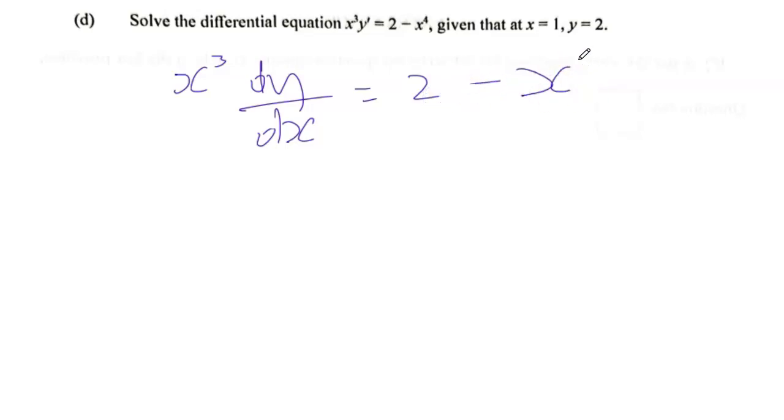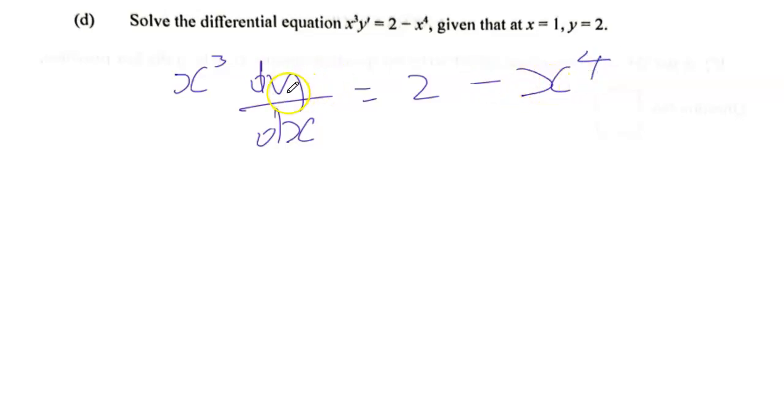Part D. Solve the differential equation: x cubed times y prime. This y prime just means, let me write it as dy by dx. It doesn't mean y to the power 1. It's really notation for dy by dx, equal to 2 minus x to the power of 4.